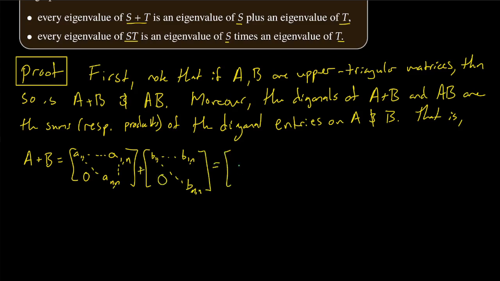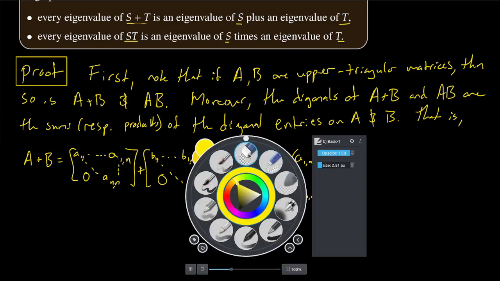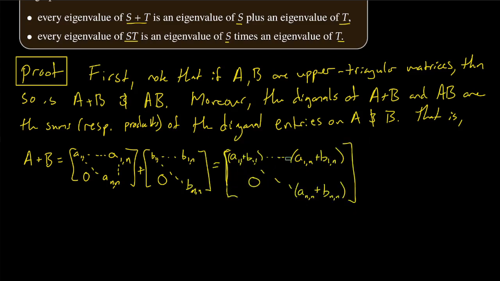And what I get back is A_{1,1} plus B_{1,1}, dot, dot, dot, all the way over through A_{1,N} plus B_{1,N}, dot, dot, dot, all the way down through A_{N,N} plus B_{N,N}. And hey, it's just zeros down there. So wouldn't you know it, this thing is upper triangular.